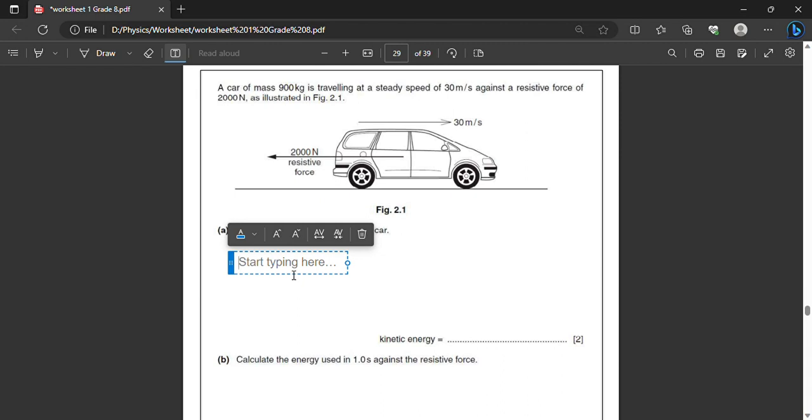So we can write, 30 square is 900. So you can write 900 times 900 all over 2. So you get the answer to be 405,123 joules. This much joules of energy. So this will be the final answer.